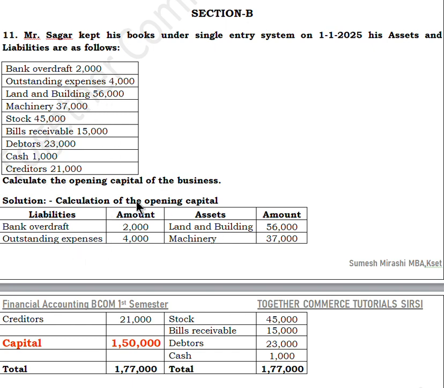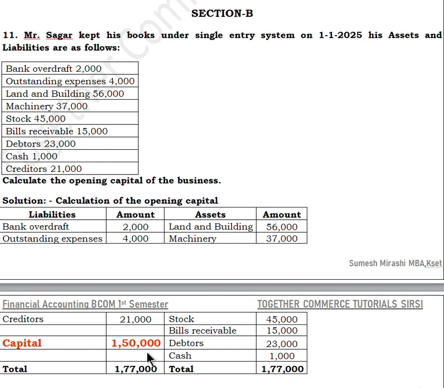So the solution is like this. You have to prepare a balance sheet like format. So liabilities amount, assets amount. On this side you have to write all the liabilities, that is bank overdraft, outstanding expenses and creditors, and on the asset side you have to copy down all the assets. Then you have to add the asset side first, so you will get 1,77,000.